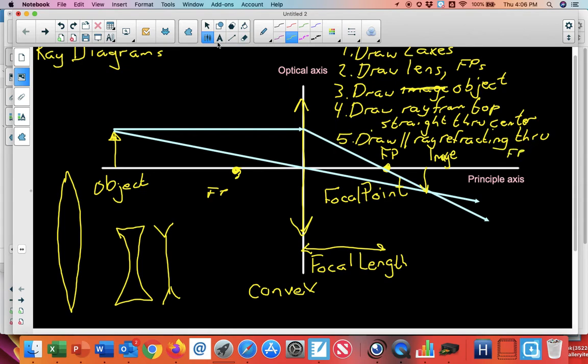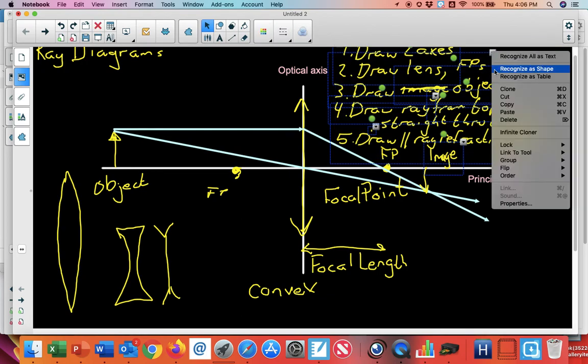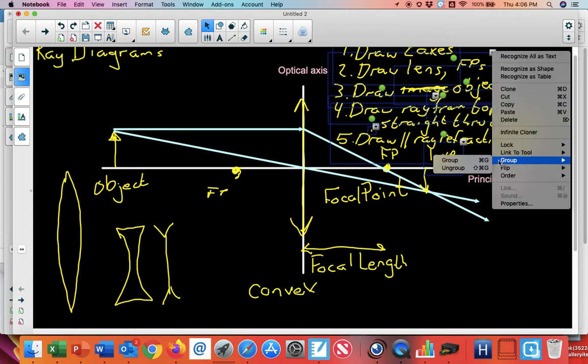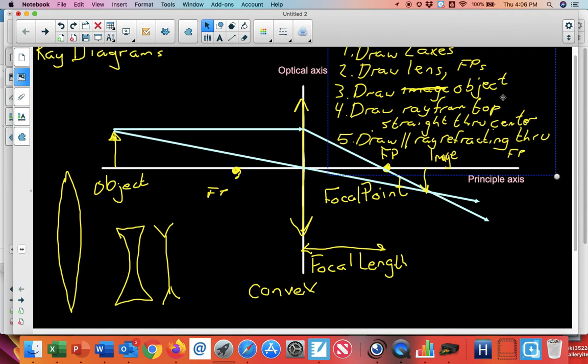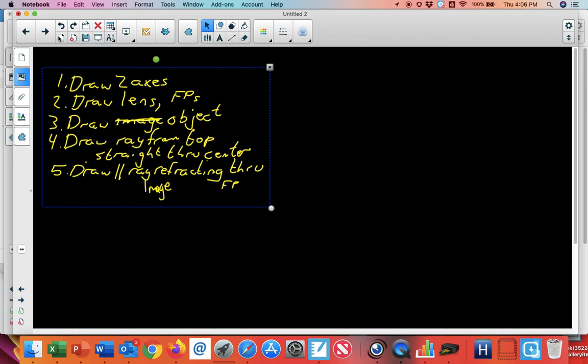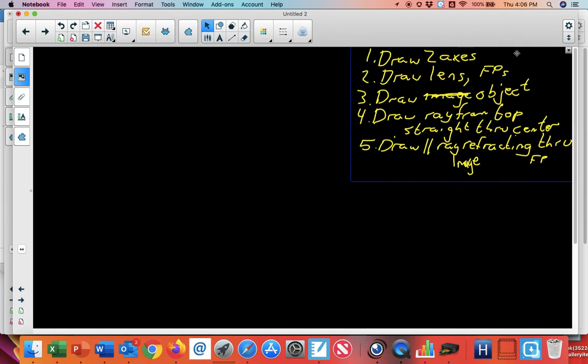Okay. Now let me select all that stuff. I want to keep that together. And I'm going to copy that, and I'm going to start another page. So, starting this all over again. Draw two axes. Draw a lens and the focal points. Draw an object. Draw a ray from the top straight through the center, and draw a parallel ray.